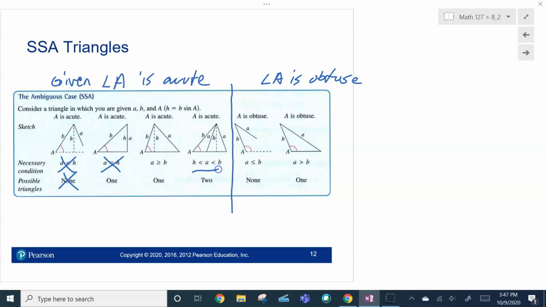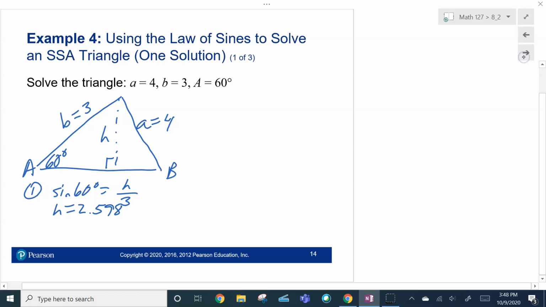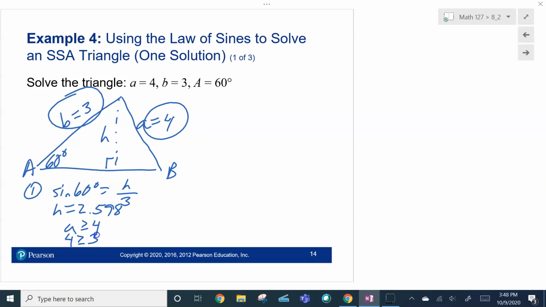So then the question is, which one of these situations is it? Is a greater than or equal to b? Well, let's go back to what we were solving. Sure enough, it is. 4 is greater than or equal to 3, right? A is greater than or equal to b. So we just have one solution. There's only one triangle that this will work for. I'll show you, and when you're working this, you'll probably be able to figure that out as well as you're going along.